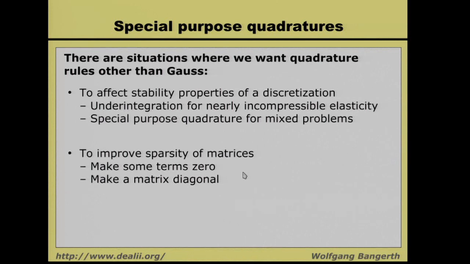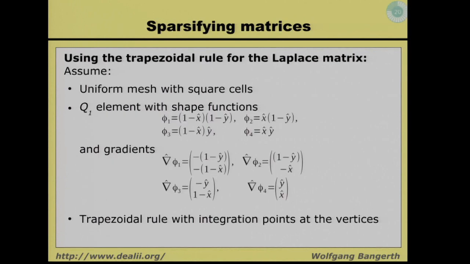The other situation that I would like to talk about briefly at least is where you want to improve the sparsity of matrices, for example, by making some term 0 or making the matrix diagonal altogether. So this is sort of an idea that people use to show the equivalence or a similarity between finite elements and finite differences, for example. Imagine you had a uniform mesh with square cells, and you had Q1 elements. So these are the shape functions of the Q1 elements. And then, of course, I can compute the gradients of these Q1 shape functions, and they look like this.